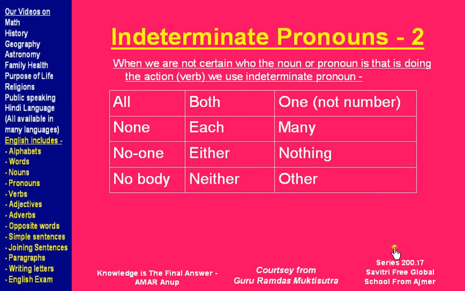There are more examples. Repeat after me. All, none, no one, nobody, both, each, either, neither, one, many, nothing, other. See, both is when we are talking about two people. Either is when we are talking about any one of those two people, and we will see examples later on. Neither is when we are talking about not those two, and each is when we are talking about each one of those two. And I will explain these four terms in examples in a few minutes.